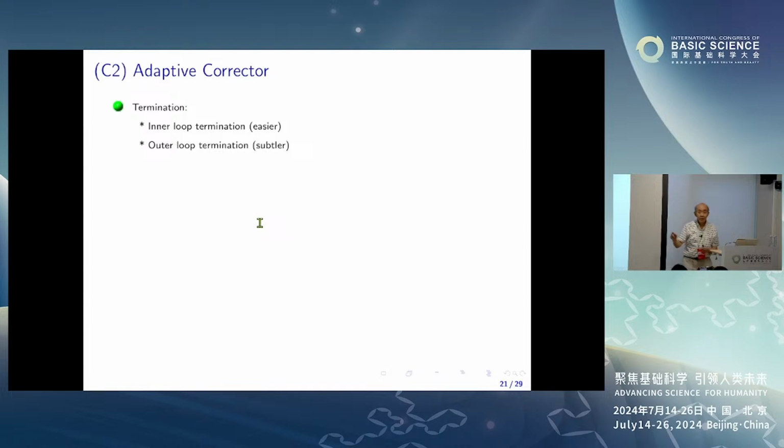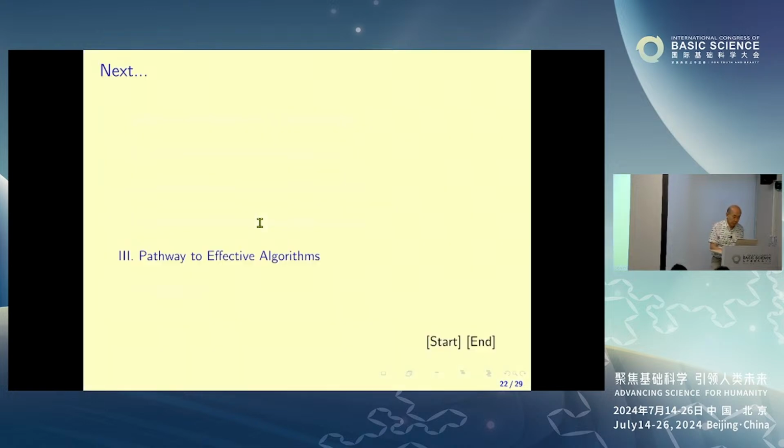And this has a loop in there. We call it the inner loop. You have to prove that it terminates. And then in path tracking, you have the outer loop. You know, take step, step, step. How do you know you're going to end up in the final place? That's a bit more subtle, and it affects how good your algorithm performs.